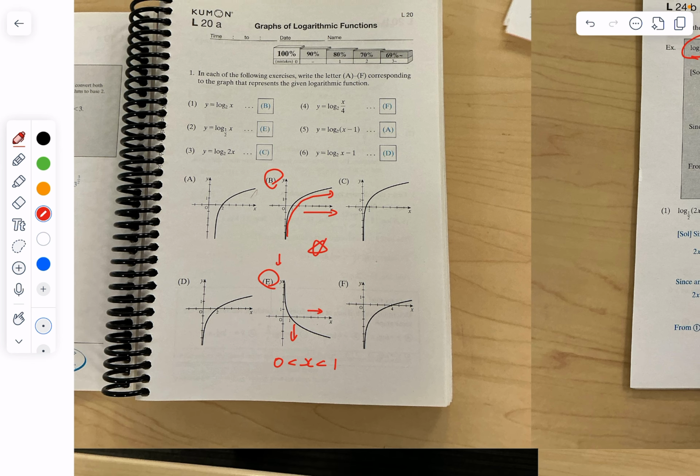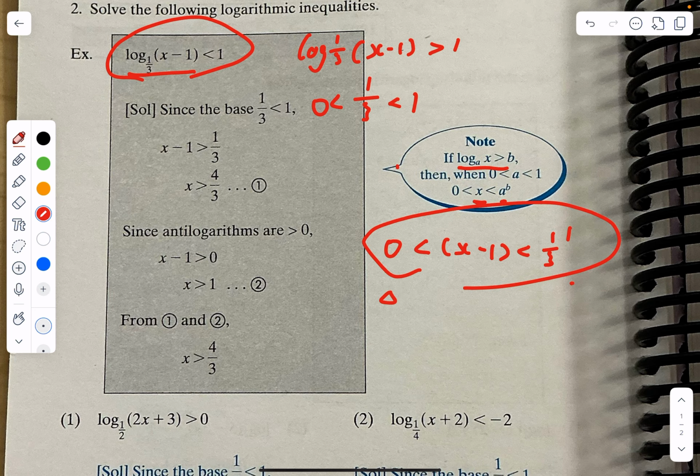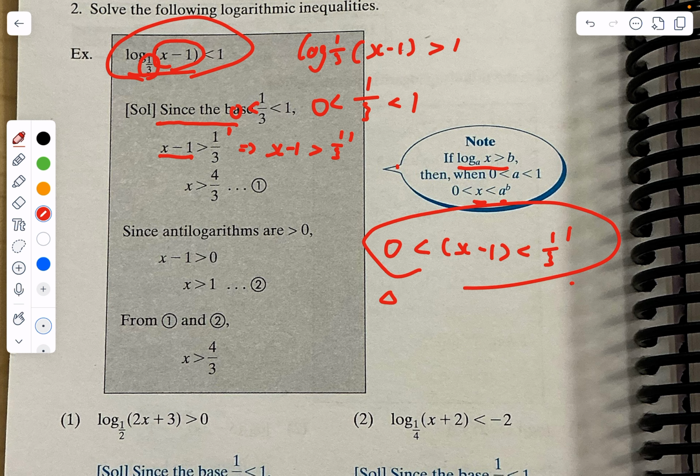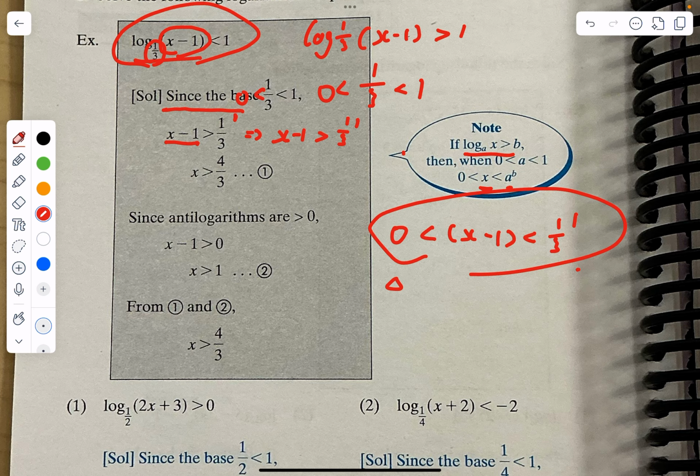Okay, so let's go back to this question over here. Since the base is 1 over 3, which is smaller than 1 and also greater than 0, immediately I know that this anti-logarithmic, which is x minus 1, should be greater than the base 1 over 3 to the power of 1. That's just not shown over here. So this should be x minus 1 greater than 1 over 3 to the power of 1. After my calculation, I can simplify it as x greater than 4 over 3.